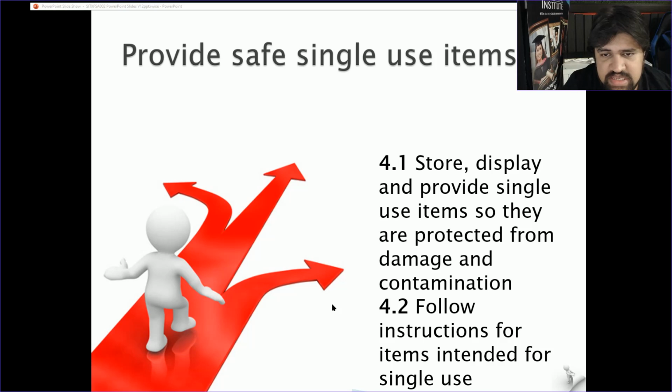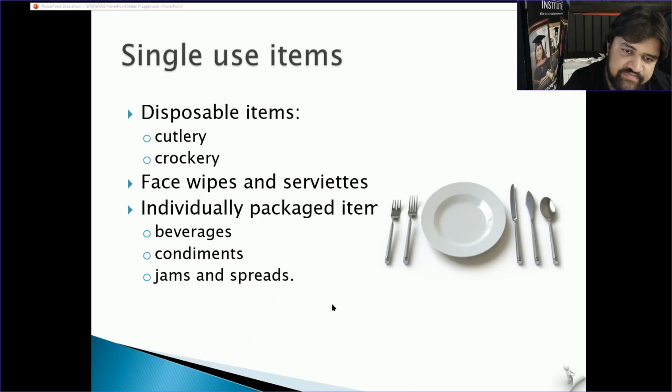Alright, provide safe single-use items. Store, display and provide single-use items so they are protected from damage and contamination. Follow instructions for items intended for single use. Single-use items are disposable items such as cutlery and crockery, so you could have forks and knives in sealed plastic wrap, face wipes and serviettes, and individually packaged items such as beverages, condiments, jams, and spreads.